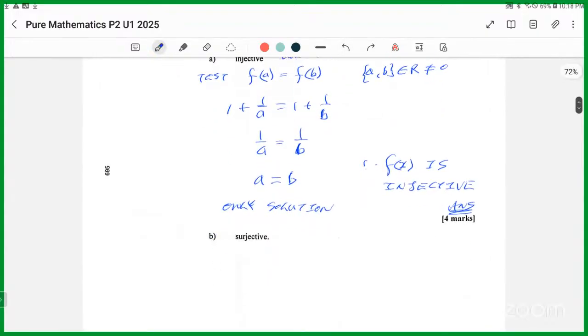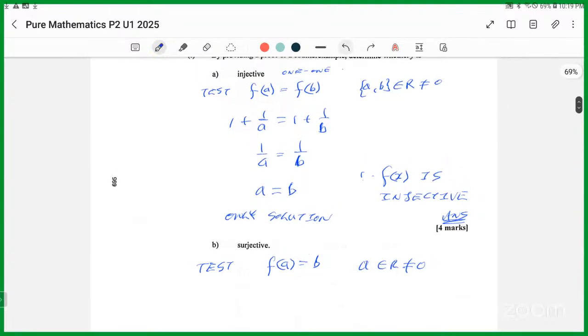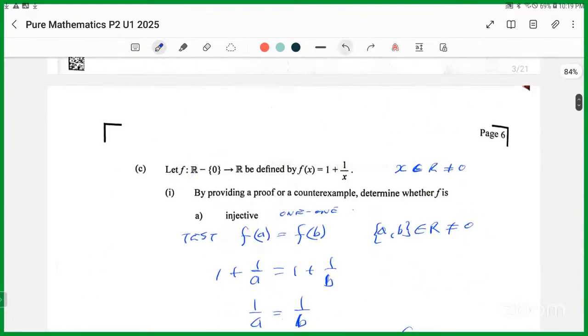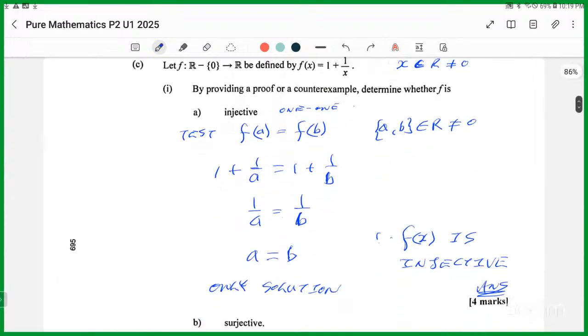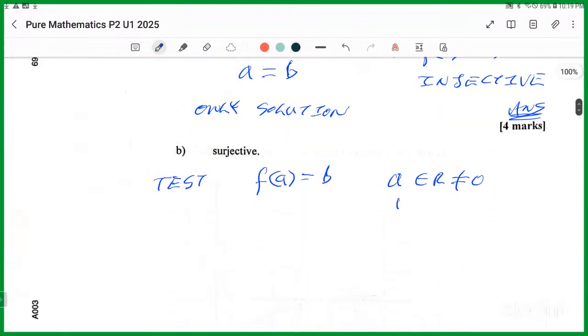I want to do the surjective test. Calculation method. For the surjective test, we test f of a equals b, and we're searching for a b that is in the codomain that is not the image of an a in the domain. So the a again has to be real, but not 0. The b is the codomain value, which is just real, right? But they said the function maps these real values, not including 0, onto real numbers. So the b is real.